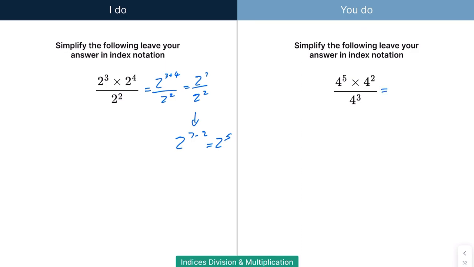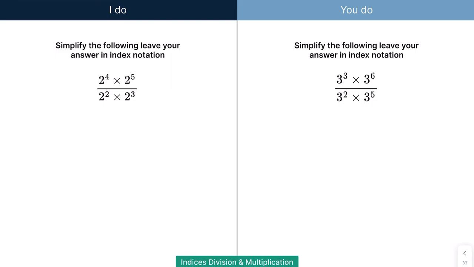So again, hopefully you've pressed pause and had a go at this. Step 1, tidy the top up. So that's 5 plus 2, which is 7, over 4 cubed. So now it's tidied up. Now we just need to divide the indices. So we're subtracting them. So 7 take away 3, that'll give you 4.